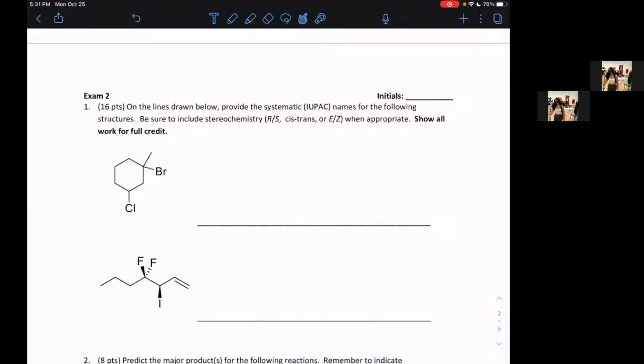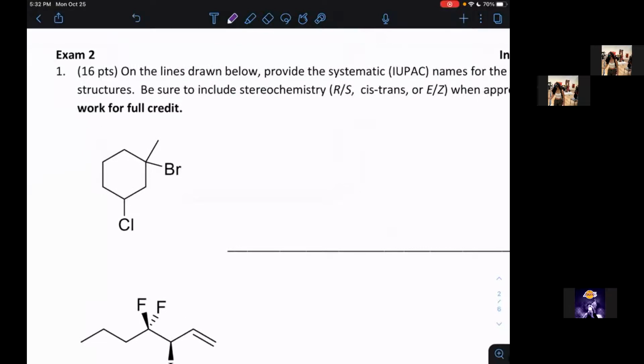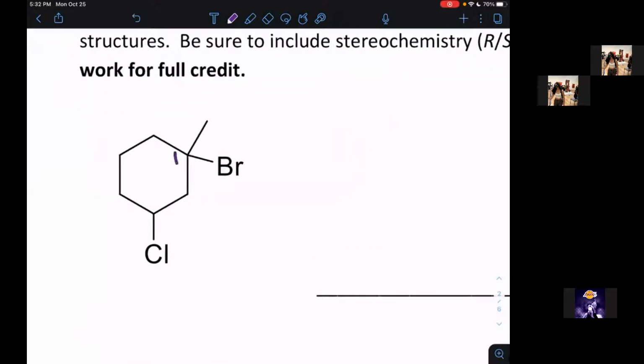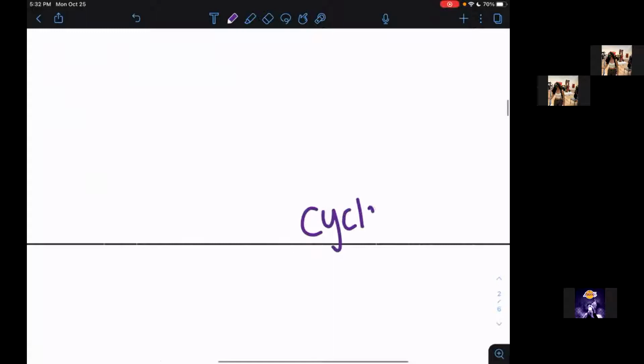Okay. So for this first one, we're drawing the IUPAC names for both of these. We go ahead and start by numbering the cycloalkane. So 1, 2, 3, 4, 5, 6. I did this one as 1 just because it has 2 groups on it, so I would think it would be higher priority. And then this one has 1, so we went around this way. So we know the base name, cyclohexane.